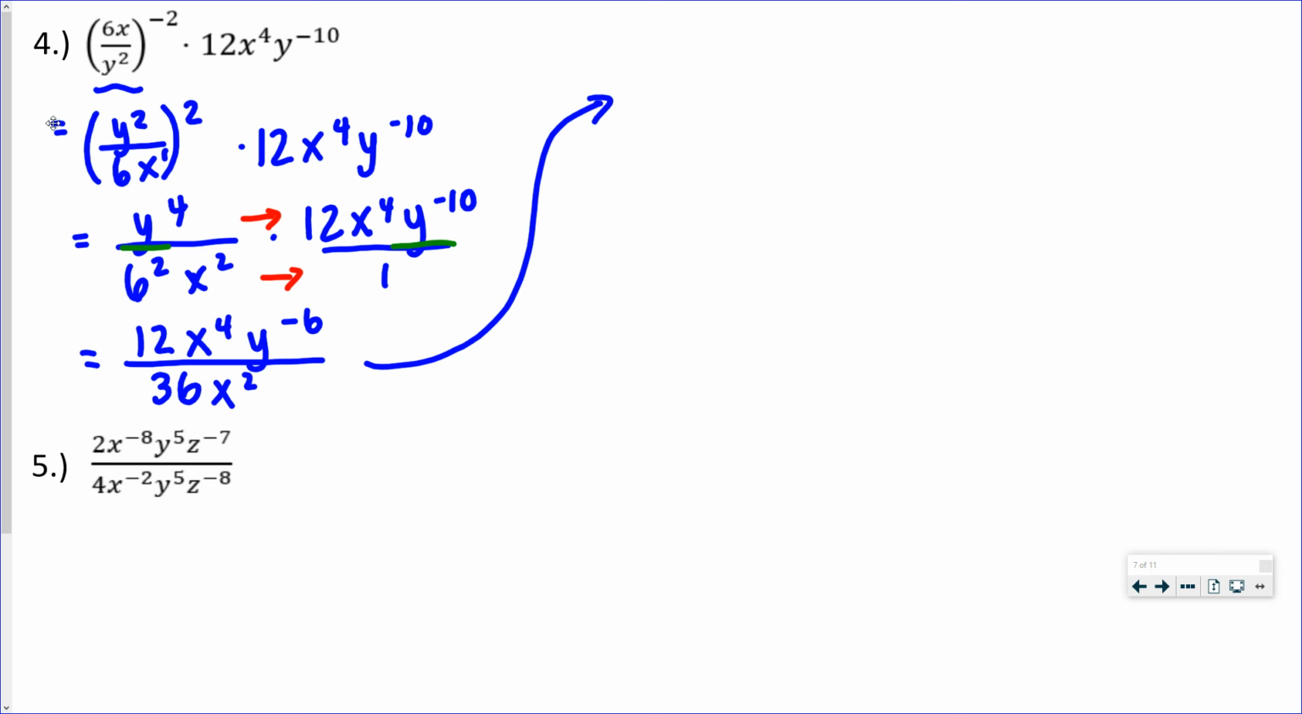You can reduce it. We can reduce 12 over 36, right? All right. So I would probably reduce the fraction first. I like to do that. So that's 1/3. Again, you don't need to write the 1. The x's, I would subtract the powers. So 4 minus 2 is 2. And then the y to the 6, I got to move that guy downstairs. And then we're good.